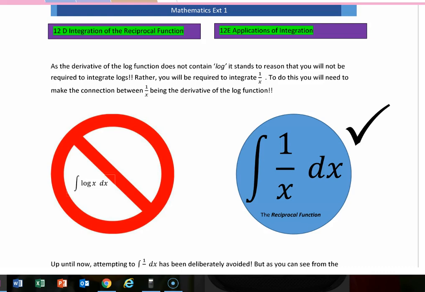So in 12D, we're going to look at the integration, and note that it's not saying integration of logs, because that actually doesn't exist. You can see here the red line through integration log of x. We can't do that. So what we will be doing is the integral of 1 on x, and 1 on x is called the reciprocal function. So we will be looking at integrating the reciprocal function.